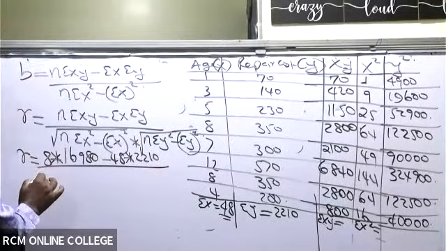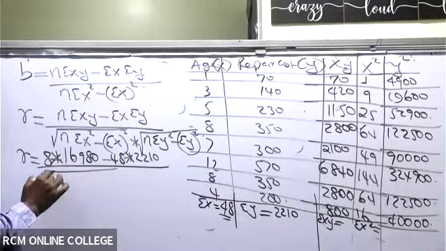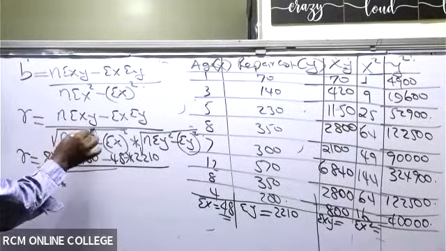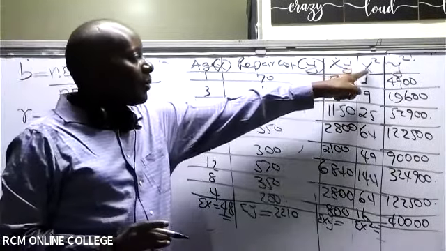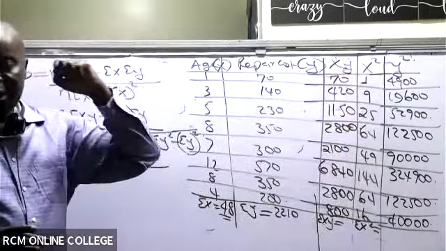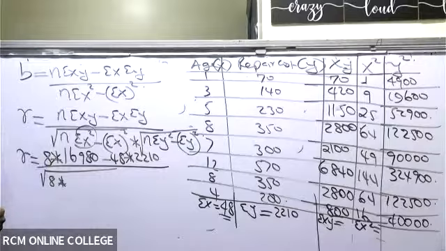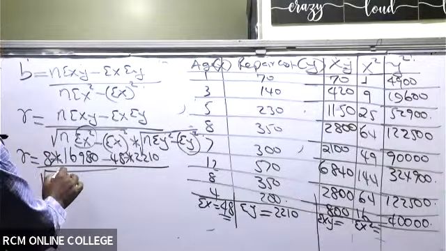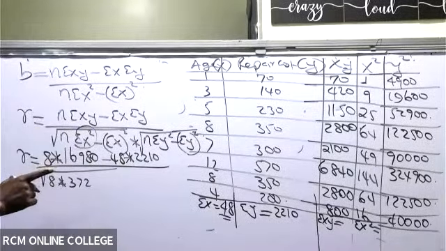All over, we come to the denominator here. We start with the square root of n, which is 8, times summation of x squared. Is there any ninja that can remember the figure we had for summation of x squared? I'm being told it was 372. Thank you very much, Laura, for reminding me. So 372. Don't square again, because that figure comes already squared.